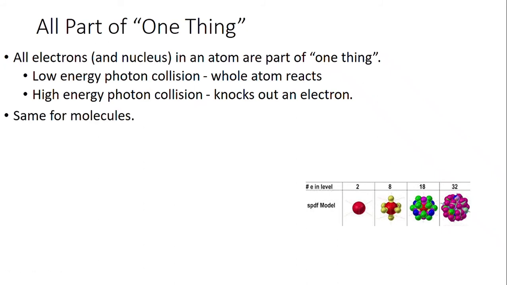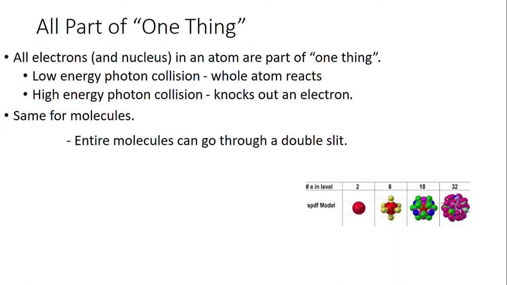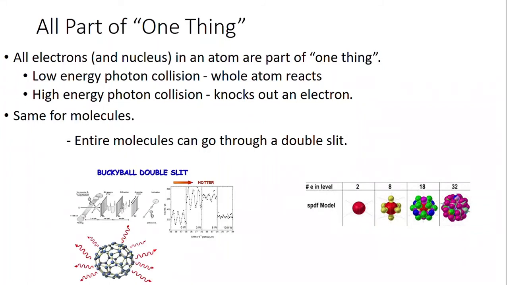Now, you can even do this with molecules. All the electrons around a molecule become entangled if you leave it alone and don't collide it with anything, and thus it's one coherent whole. And you can even get entire molecules exhibiting this sort of double slit behavior. Here you have 60 carbon atoms in a large buckyball arrangement, and it's one big molecule. If you leave it alone and let it become one coherent mass, you can basically see it reacting as one thing.